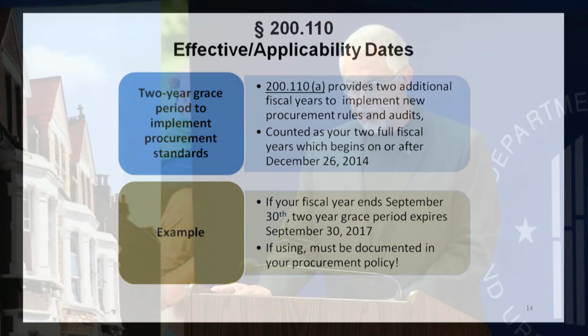Now, it's important to note that if you are exercising your option to use this extension period to come into compliance with the uniform guidance, it is required that you document your policy to demonstrate which set of rules you're under. That way it's explicit for auditors and your staff as well as HUD to show which set of rules you're operating under.